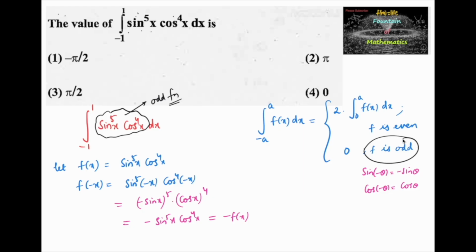If it is an odd function, so minus a to plus a, that is integral minus 1 to plus 1 sine power 5x cos power 4x dx will be equal to 0. So we can go with an option 4.